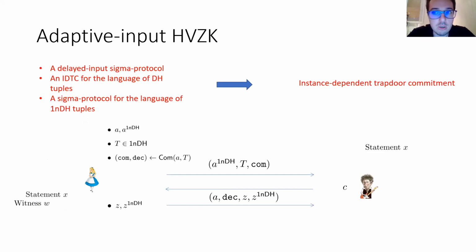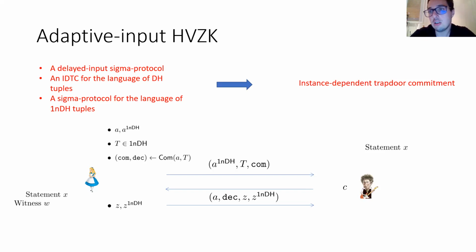So for our compiler, we used an IDTC for the language of DH tuples and a sigma protocol to prove that a given tuple is a one-non-DH tuple, which is a specific kind of non-DH tuple. The idea, as we can see in the figure, is that the prover computes the first message A, but it would send it only in the third round. Instead, it picks an arbitrary tuple T in one-non-DH, and it uses the commitment algorithm to compute a valid pair of commitment and decommitment for the first message A under the tuple T. Now T is not a DH tuple, so the commitment is binding to the message A. And then we can expose the tuple and the commitment at first and send the original first message and validate the commitment in the third round.